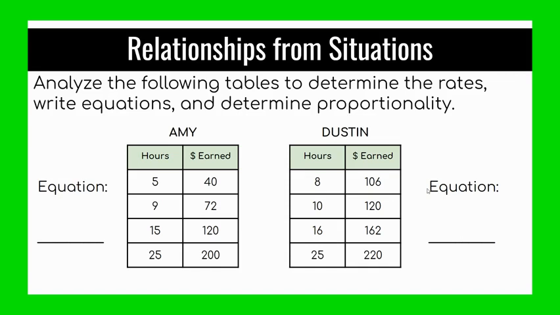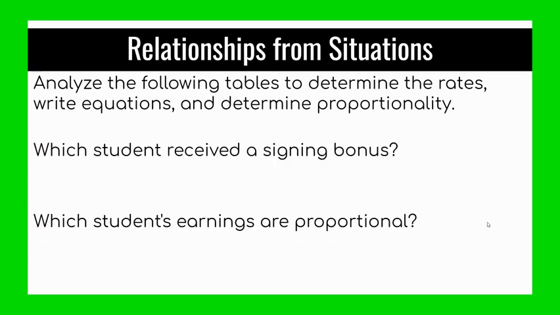Okay, so since I told you that Dustin's was 7, and Amy's we figured out was 8, so y equals 8x. Dustin's is actually going to be y equals 7x plus 50. We could figure that out because I told you that Dustin's hourly wage was 7. So if I did 8 times 7, that is equal to 56. Well, to get to $106, I'd have to add 50. Again, please don't stress too much about this. We will go over that in the next unit.